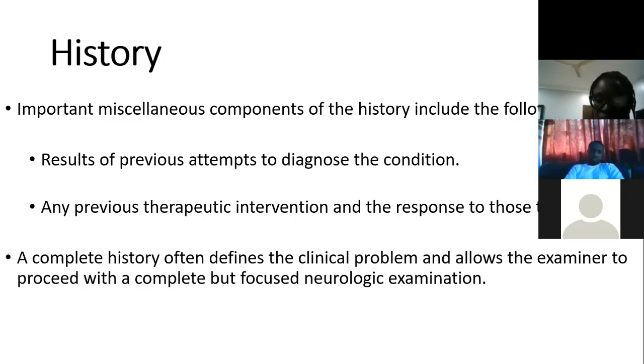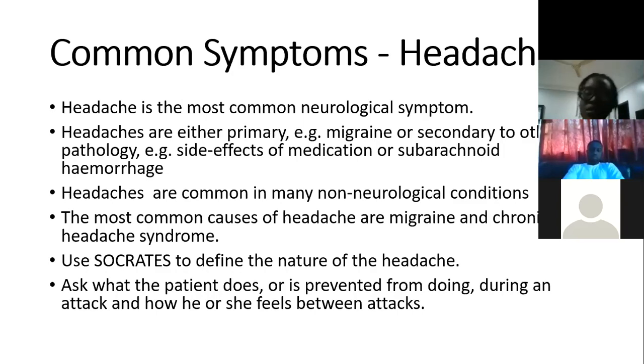So a complete history usually allows you to define the problem, to know the cause of the problem, and then gives you an idea where to focus on when you are doing the neurologic examination. The neurologic examination is very wide, and that's why it's important to take a good history so that you can decide on where to concentrate on. Otherwise, if you want to do a full neurologic examination, it can take you anything between 45 minutes to 1 hour to complete just a neurological exam. So it's important for you to focus your history so that you can also focus your examination.